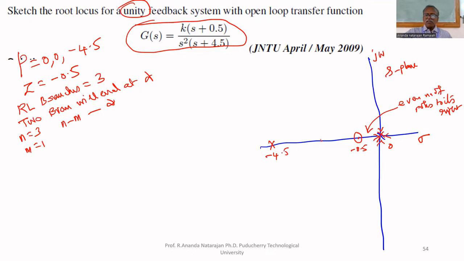But any point if we select between minus 0.5 and minus 4.5, it is part of the root locus. This is part of the root locus because to its right there are 2 and 1, that is 3. If after minus 4.5 we select any point, how many? 1, 2, plus 1, that is 4. That's why it is not part of the root locus. It starts at minus 4.5 and ends at minus 0.5.